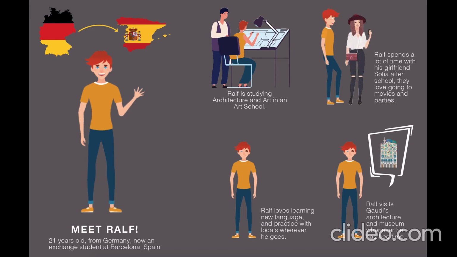Meet Ralph. Ralph is a 21-year-old exchange student from Germany, now living in Barcelona, Spain. He studies architecture and art in an art school. He spends a lot of time with his girlfriend Sophia after school, going to movies and parties. Ralph loves learning new languages and practicing with locals wherever he goes. Also, after school, sometimes he visits Gaudi's architecture and museums.